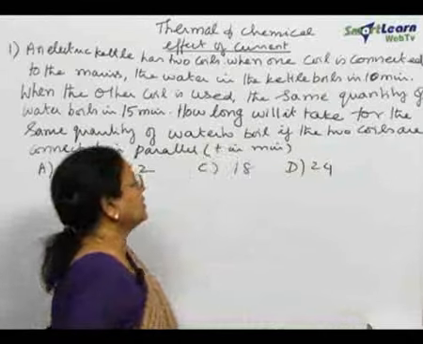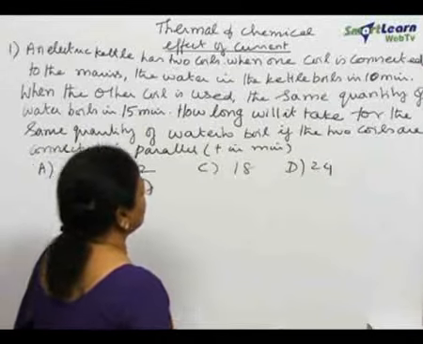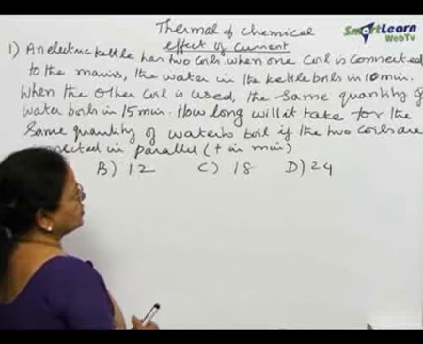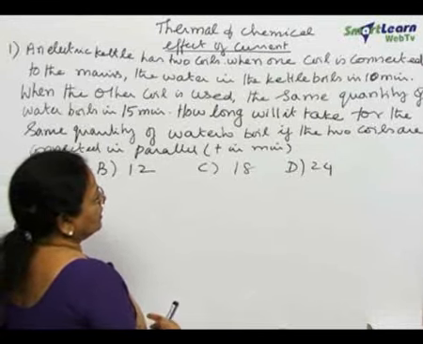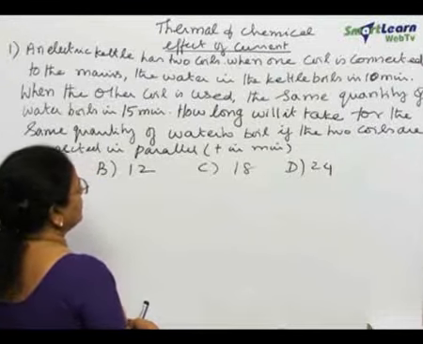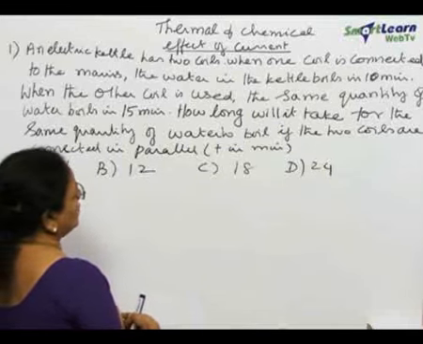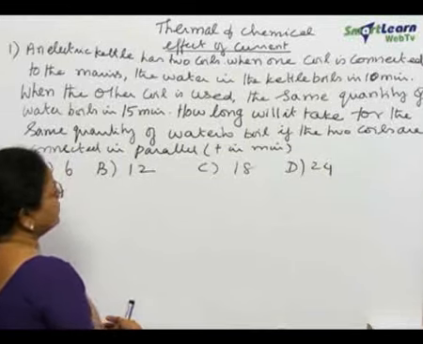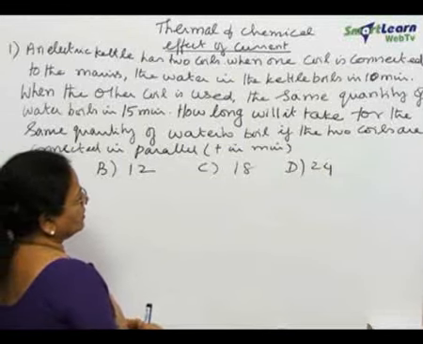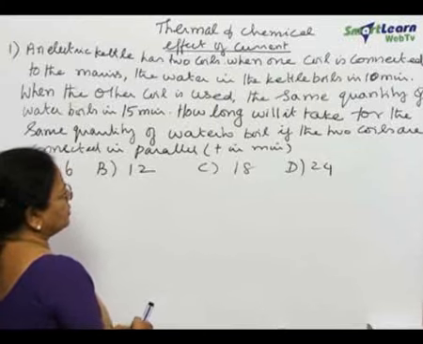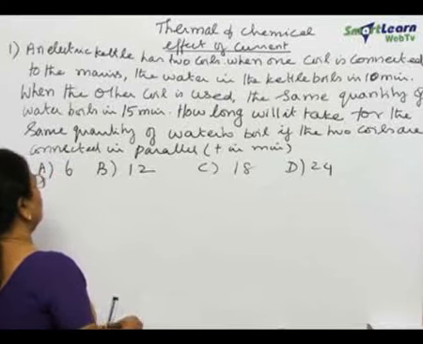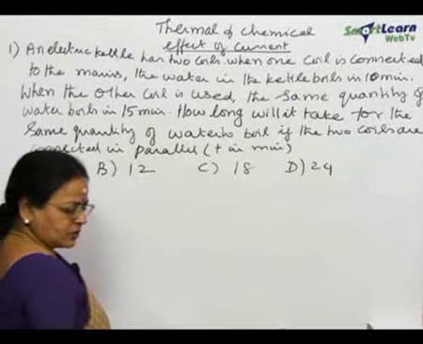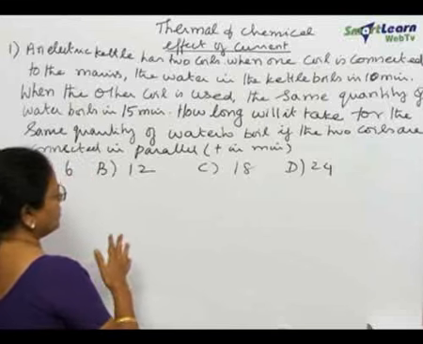The first question: there are two coils in the heater. When one coil is used, water in the electric kettle boils in 10 minutes. When the other coil is used, the same quantity of water boils in 15 minutes. How long will it take for the water to boil when the two coils are used in parallel? That is the question, and we have been given the options A, B, C, D.